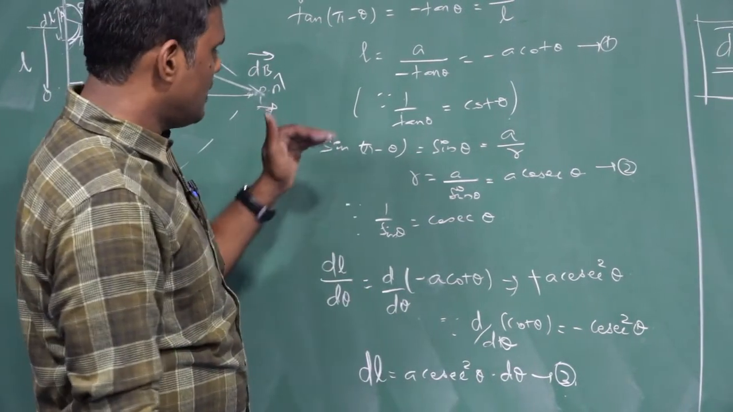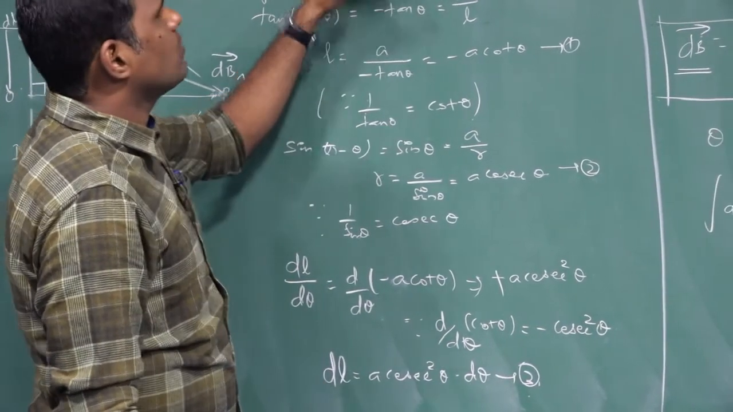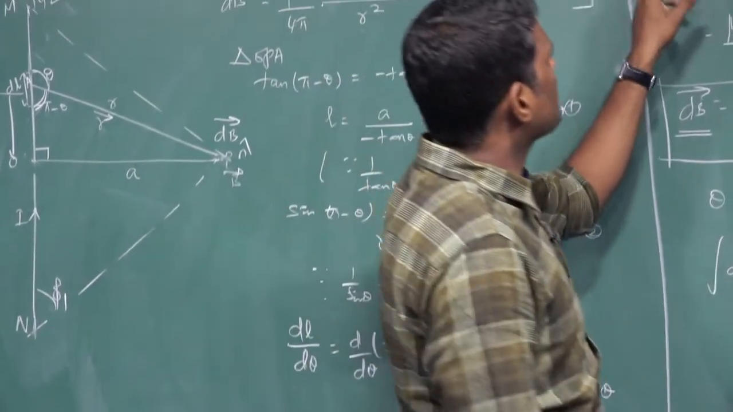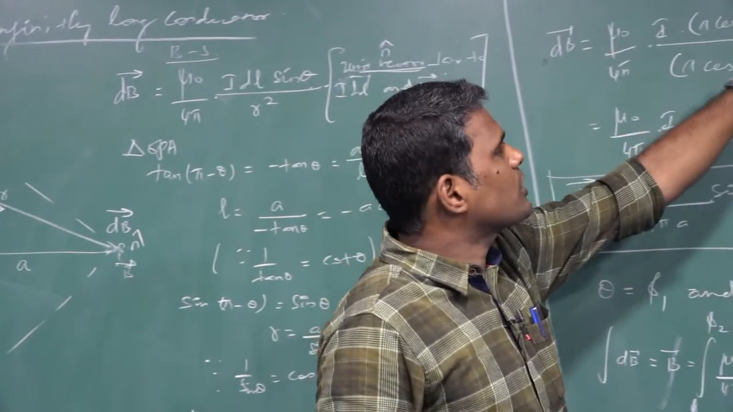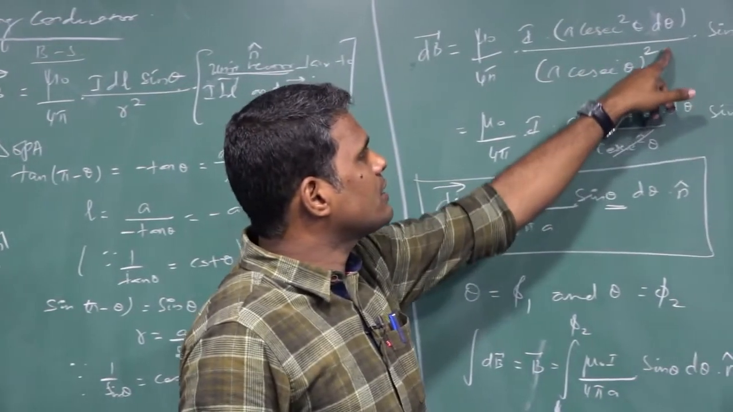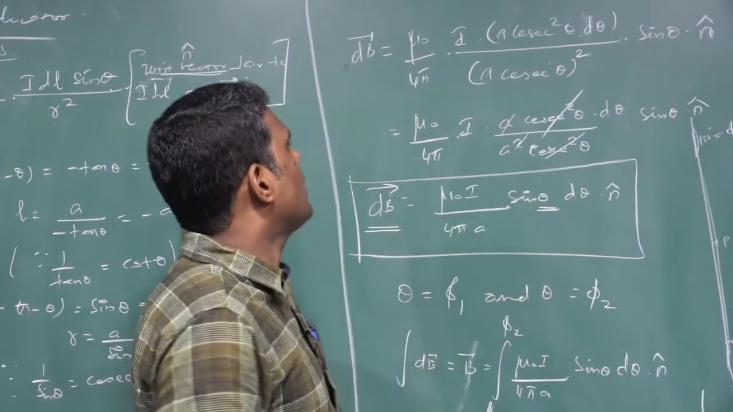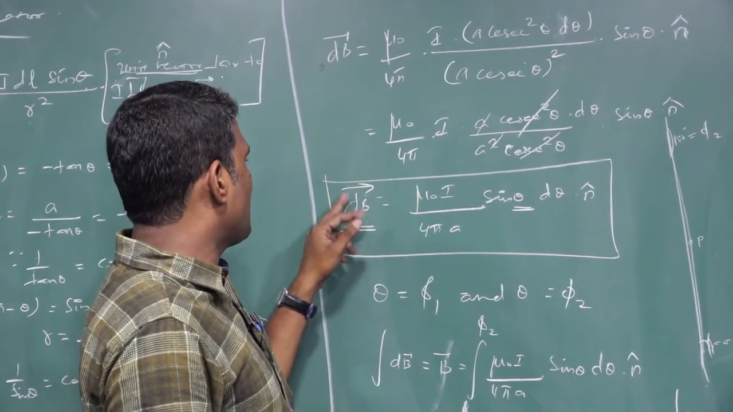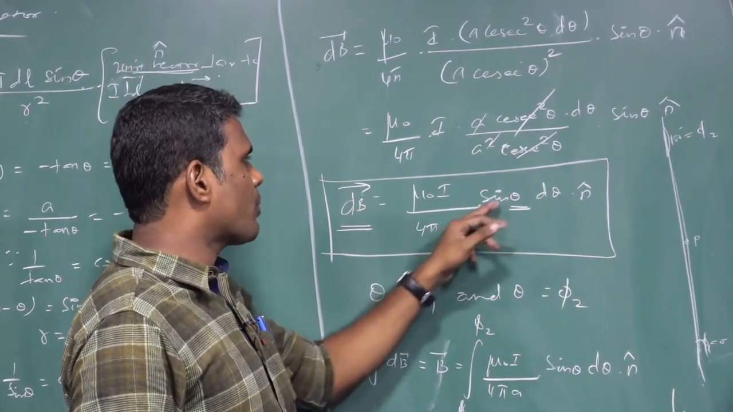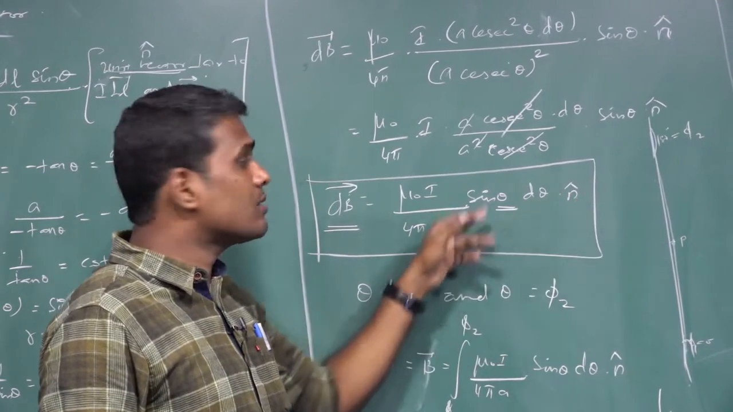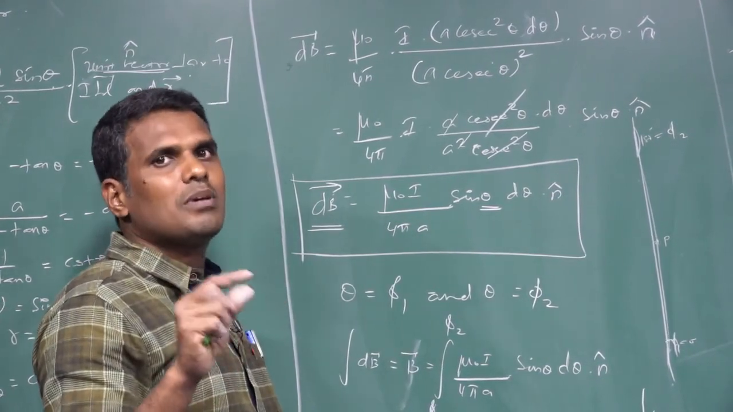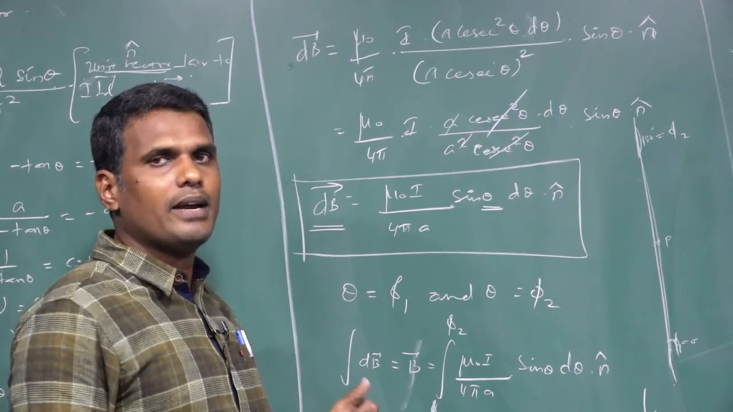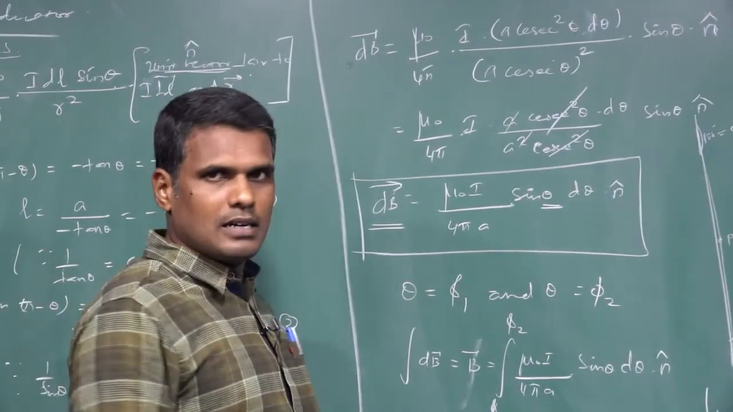I am substituting for dl and r. So the expression becomes dB vector equals mu naught by 4 pi I a cosecant square theta d theta by a square cosecant square theta, sin theta into n cap. On cancelling and simplifying, you will have dB vector equals mu naught I by 4 pi a sin theta d theta into n cap. This is for the magnetic induction due to a small element dl. What is the total magnetic induction for the entire length of the conductor?